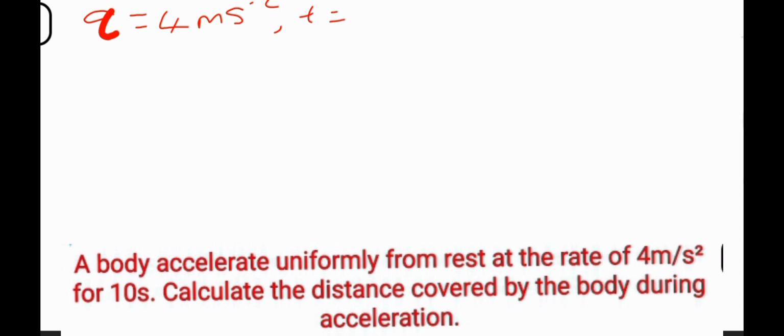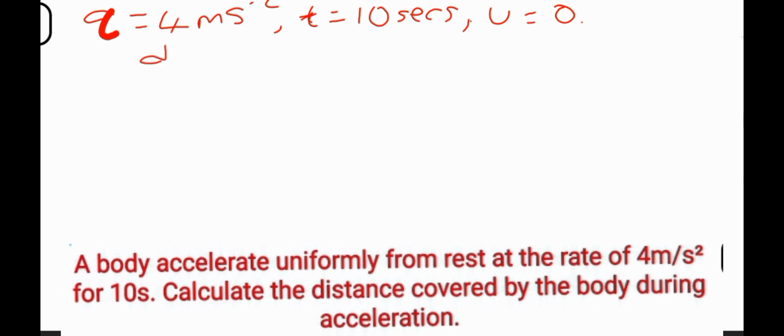The time t is 10 seconds, and we are asked to look for distance. A body accelerating uniformly from rest, that is to say, coming from rest, their initial velocity u is equal to 0. So u is equal to 0, and s is equal to, we don't know. So question mark. We don't know what the distance is equal to.